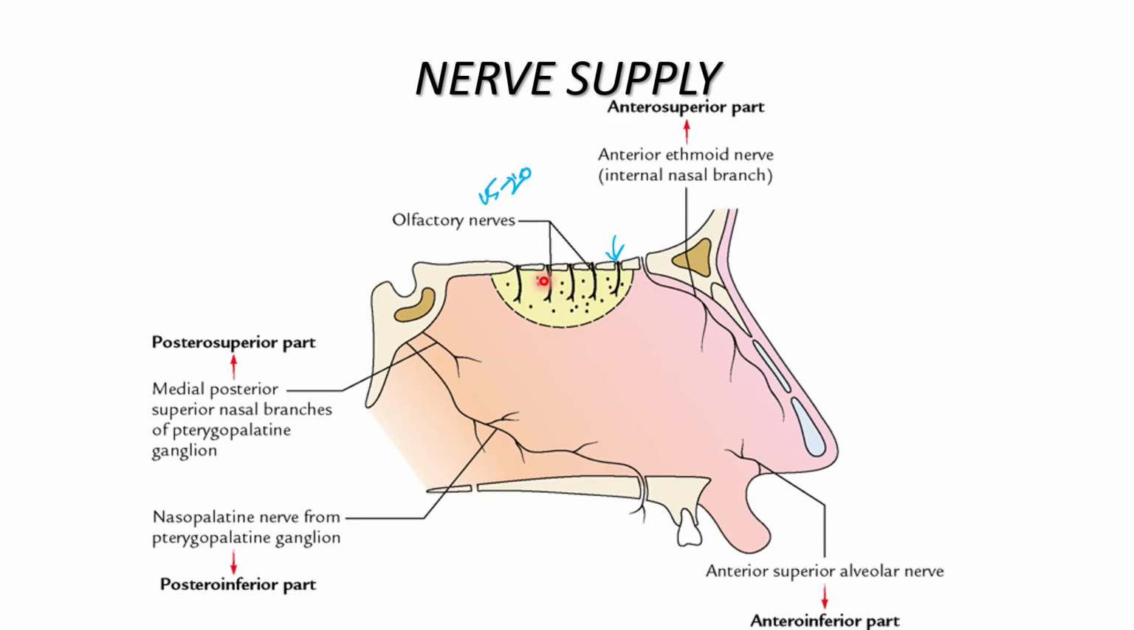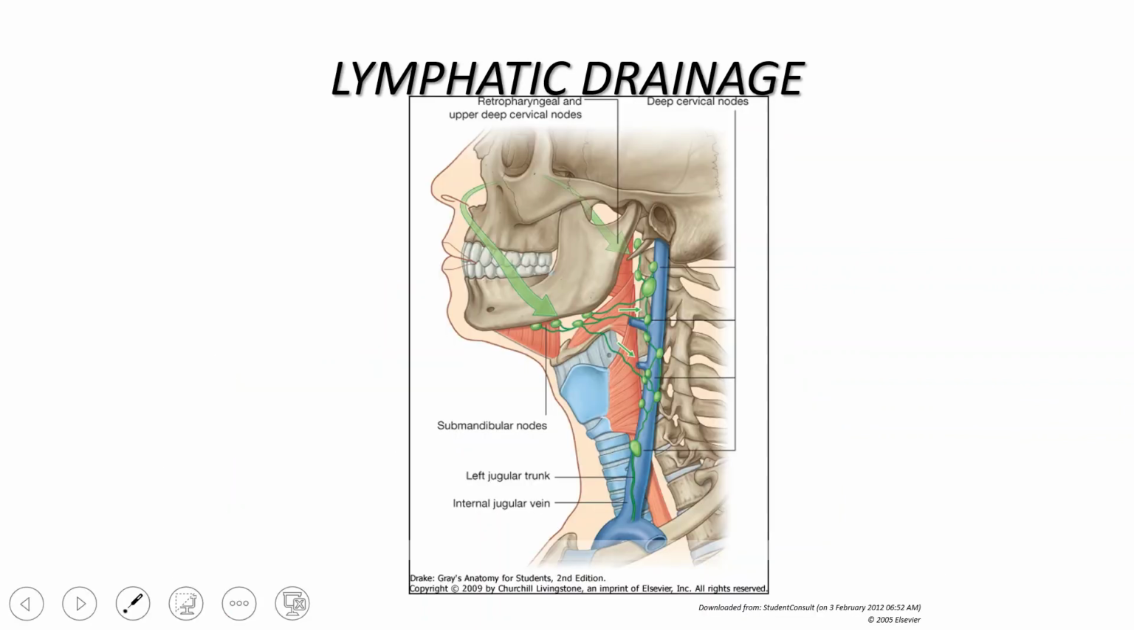In the posterior part, the branches come from the pterygopalatine ganglion, which include the nasopalatine and the posterior superior nasal branches. So the branches of this ganglion supply almost the posterior part of the nasal septum. So this is about the nerve supply.